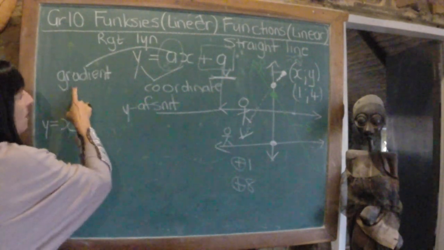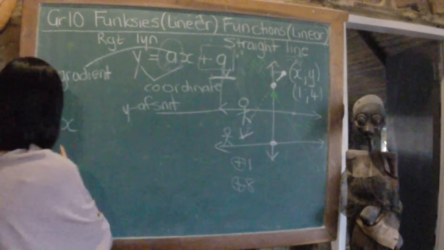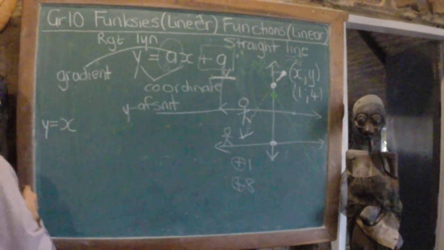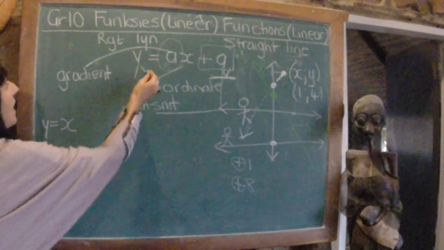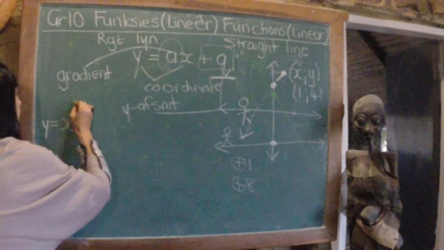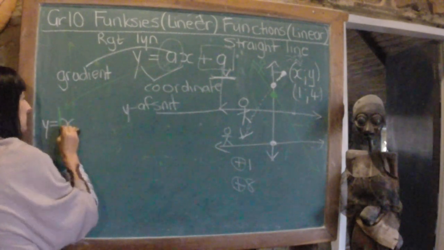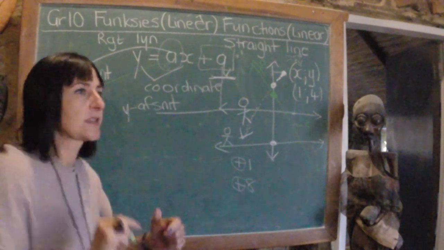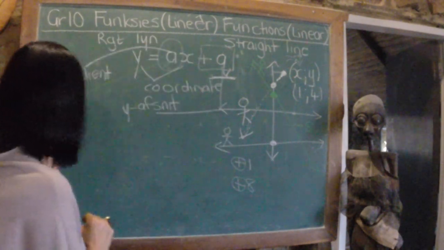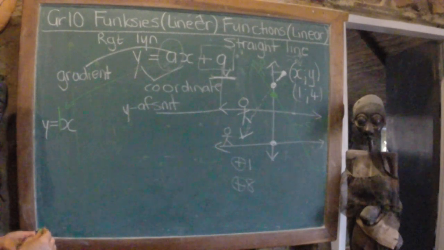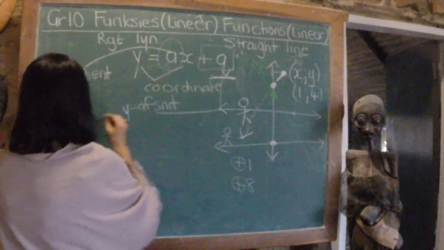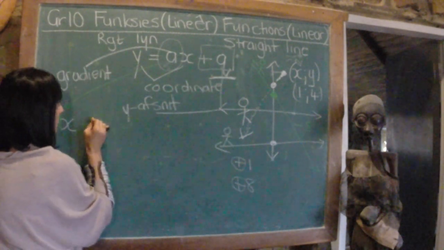Want wat is die a? Dis die skuinste van die lyn. So we need a value. So in this case, if you look for the a, you will see that the a value is 1. Kan julle hom sien? Ja, ons wiskundiges kan hom sien. The value is 1. Wat is die waarde van q? Die waarde van q is plus 0.